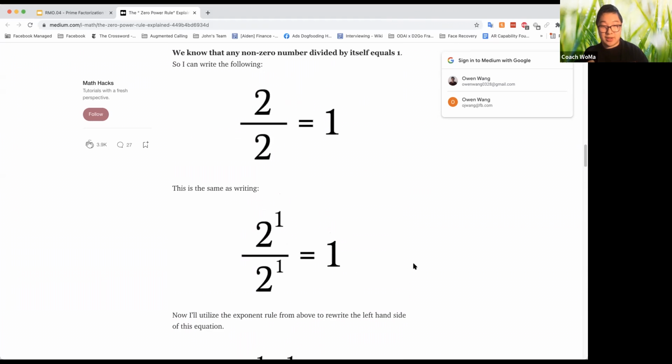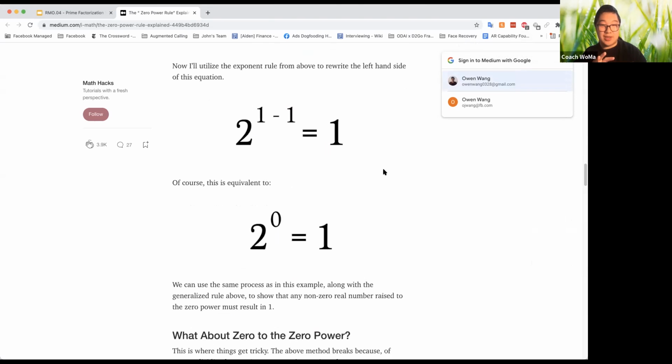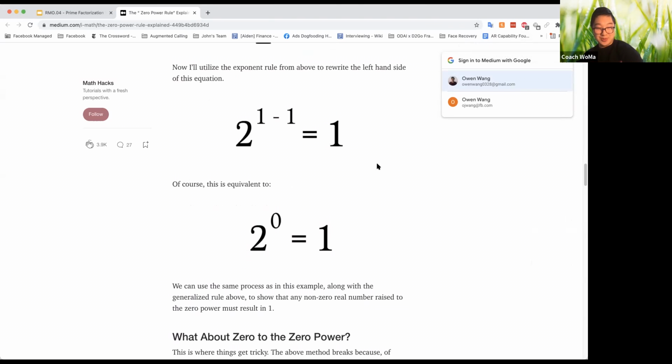So if you think about it, if you have 2 over 2, which is 1, we know that. That's also 2 to the 1st over 2 to the 1st. So you can also write it like this, but then you can also subtract those exponents. So you'll get 2 to the 1 minus 1 equals 1, which also means 2 to the 0 is 1. So that's a quick proof of how it works.